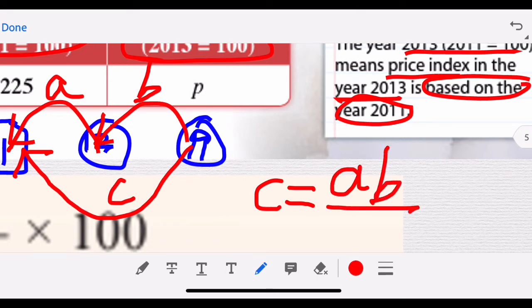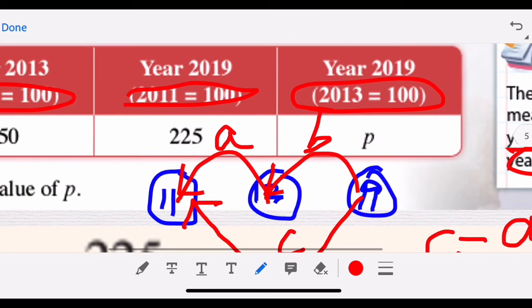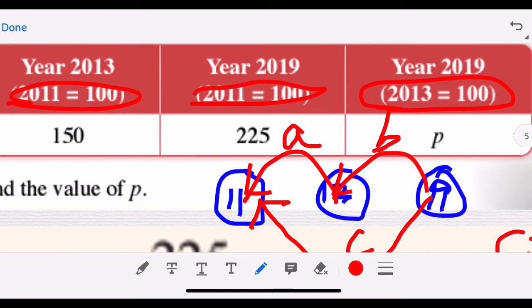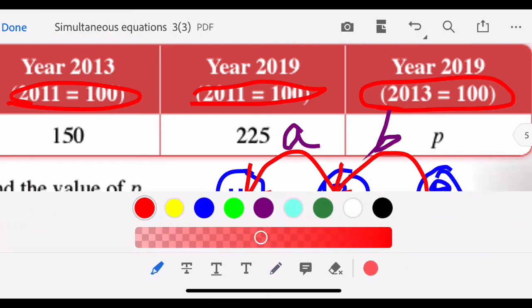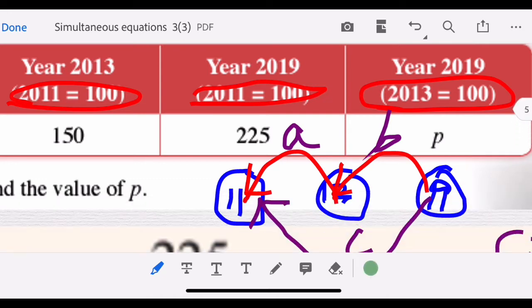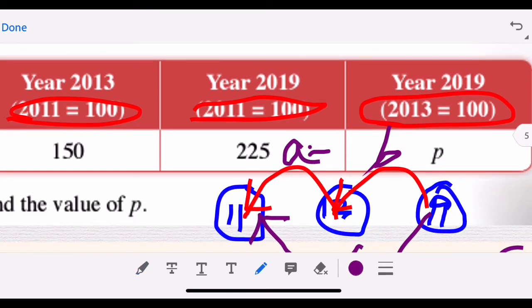AB over 100. It's a shortcut when you use simultaneous equations by elimination, same thing, but this is a shortcut. So we just plug in the A. A is 2013 based on 2011, which is 150. Okay, so I write here 150. My A is 150. I write using a different color pen so that you can see. I have a green color. So this is 150 for A.